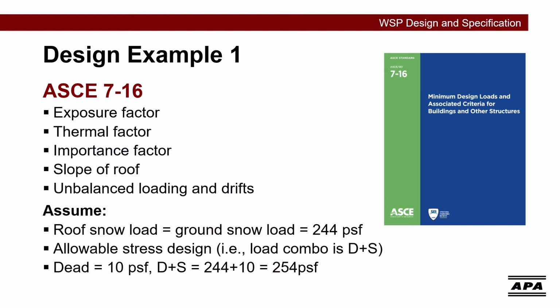We're using allowable stress design, or ASD, so the relevant load combination from ASCE 7 is dead plus snow. We'll assume dead load is 10 pounds per square foot, so the total design load is 254 pounds per square foot.